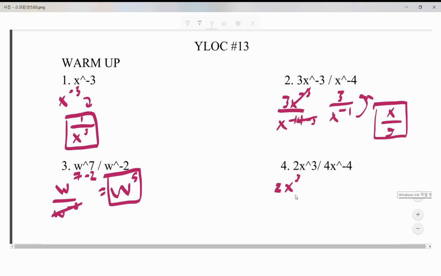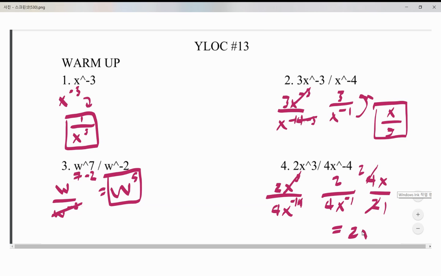Next is 2x^3 times 4x^-4. We can add the exponents, and then we get -1 here. So it's 2 times 4x^-1. Flip this over, and that will be 4x over 2. But we can also simplify this, right? So that'd be 1, that'd be 2, so you get 2x as your final answer. Cool.